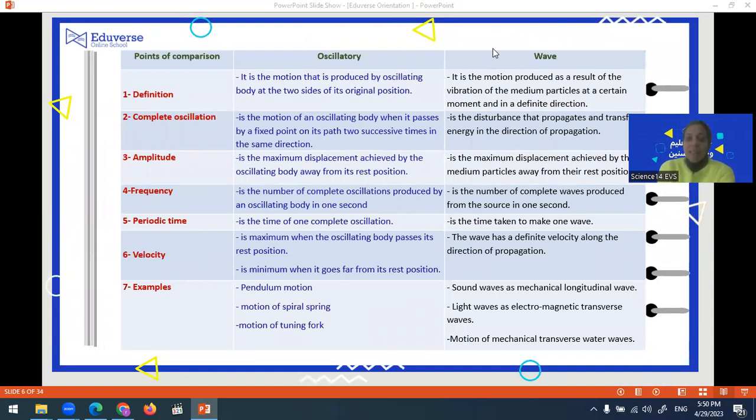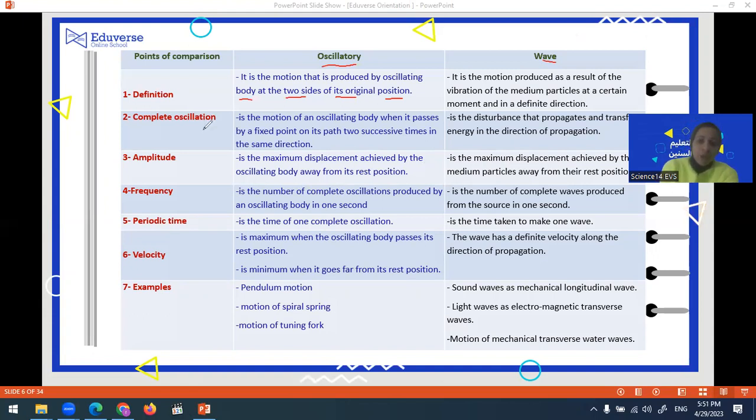Now, let's take some very important definitions, while we are comparing between the oscillatory motion and the wave motion. Definition first: what is the oscillatory motion? It's the motion that is produced by an oscillating body at the two sides of its original position or rest position. What about the wave? It is the motion produced as a result of the vibration of the medium particles at a certain moment and in a definite direction.